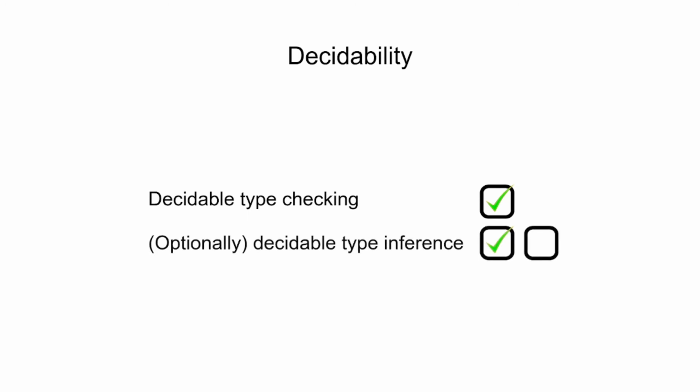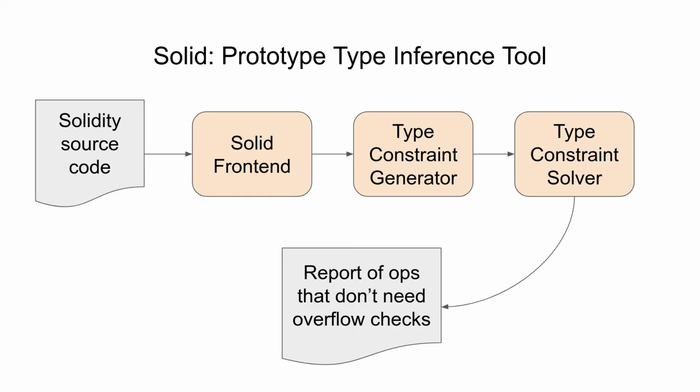Similar to previous works such as liquid types, types are refined with terms that can be encoded in decidable logic, enabling decidable type checking with an off-the-shelf SMT solver and optionally decidable type inference based on the choice of inference procedure. To evaluate the practicality of our refinement type system, we developed a prototype tool named Solid that is used to detect when a runtime overflow check is redundant, i.e., the arithmetic operation is overflow safe.